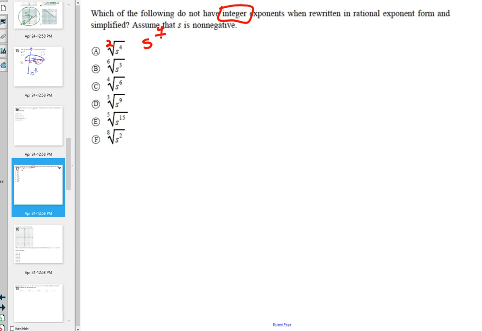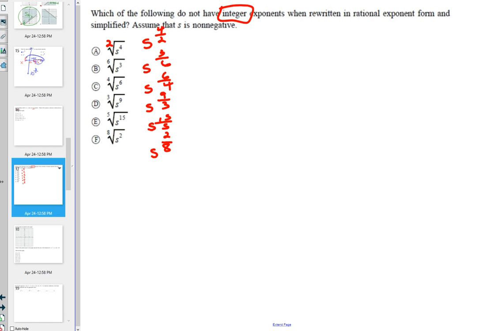This is s to the 4 over 2. This is s to the 3 over 6. This is s to the 6 over 4. This is s to the 9 over 3. This is s to the 15 over 5. This is s to the 2 over 8. So which of those, when I divide them, would not divide evenly?